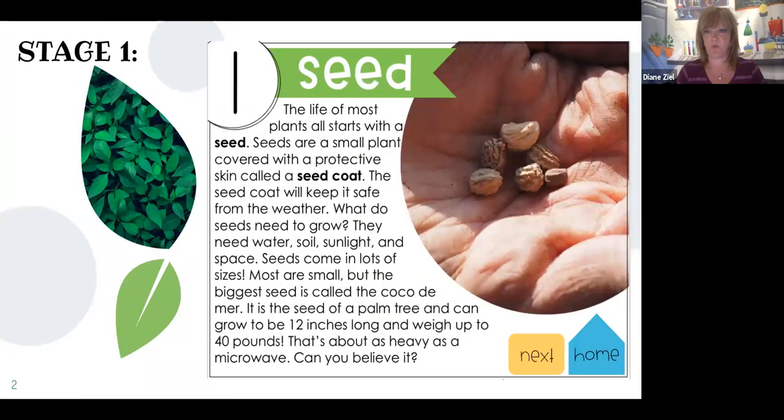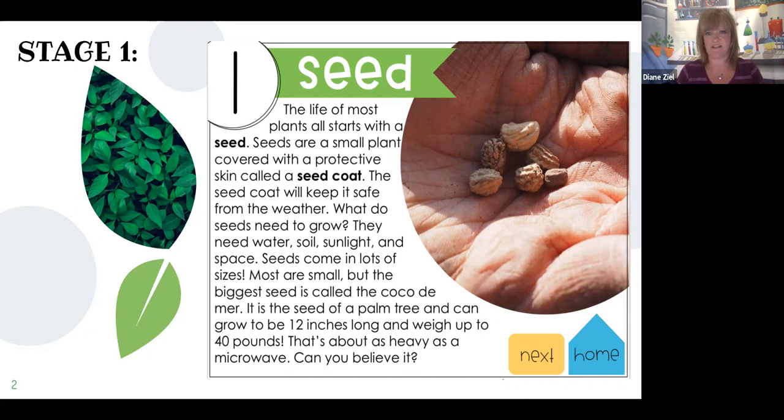Okay, so stage one of the life of a plant is called the seed stage. The life of most plants all start with a seed. Seeds are a small plant covered with a protective skin called a seed coat. The seed coat will keep it safe from the weather. What do seeds need to grow? Yes, they need water, soil, sunlight, and space.